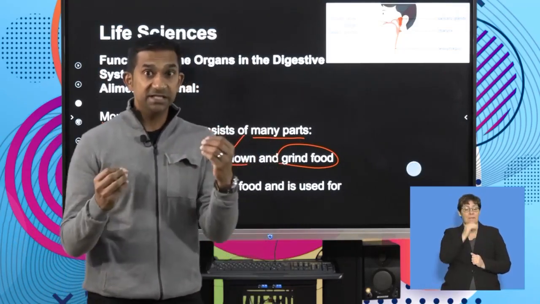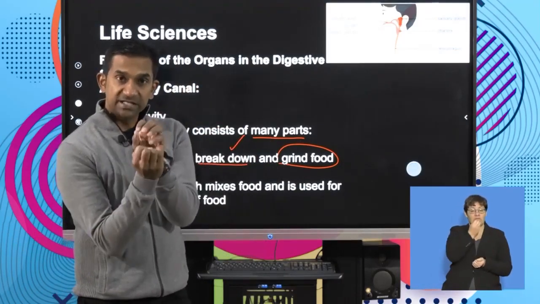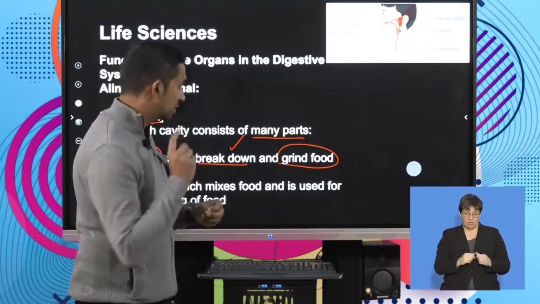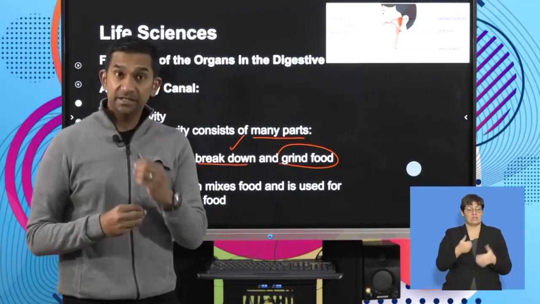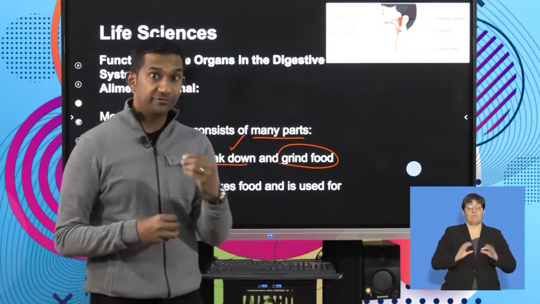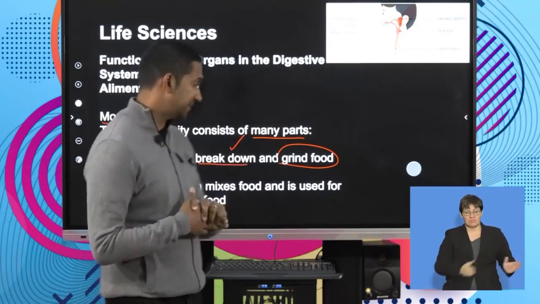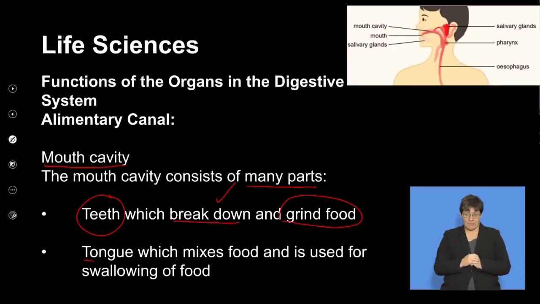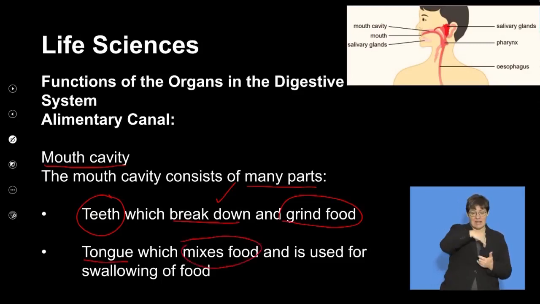Essentially, it means that chewing the food breaks down the food into smaller particles so that the process of chemical digestion becomes much more efficient as food moves along the alimentary canal. We also have the tongue, which is a muscular organ that allows for the food to mix with saliva, and that facilitates the easiest swallowing of food.